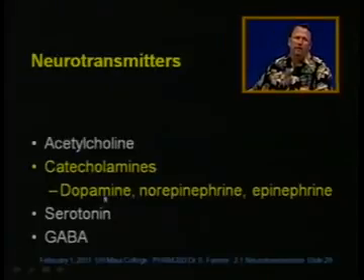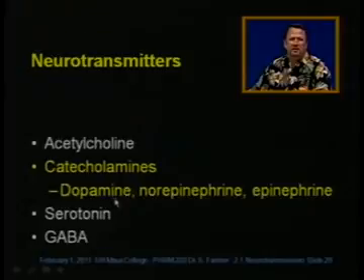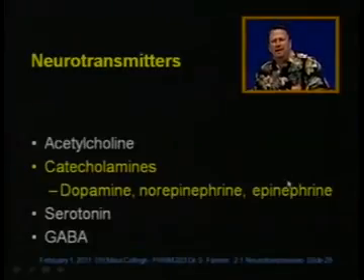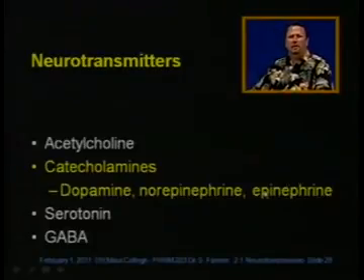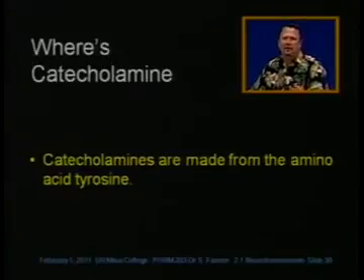The catecholamines are dopamine, norepinephrine, and epinephrine. They are a family of neurotransmitters made from tyrosine. You need tyrosine to make dopamine, you need dopamine to make norepinephrine, and you need norepinephrine to make epinephrine. These are the catecholamines. And catecholamines are made from the amino acid tyrosine.